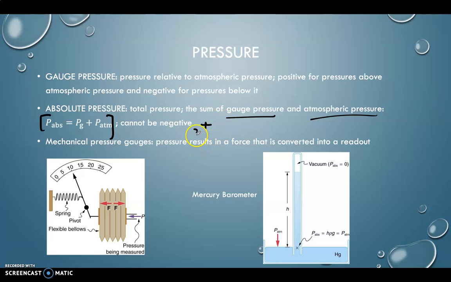Then we have mechanical pressure gauges, and these are the pressures that result in a force that's converted into a readout. We have a couple of examples down here. This is a mechanical pressure gauge in which a spring and a pivot convert whatever the pressure is that's being measured into some kind of readout. There's also a mercury barometer, same kind of deal. We have some kind of pressure that gets measured through the barometer.